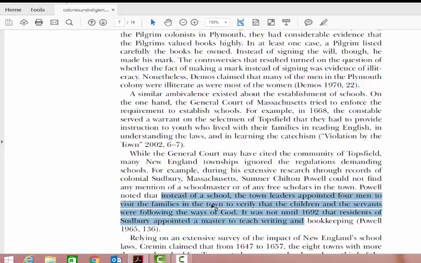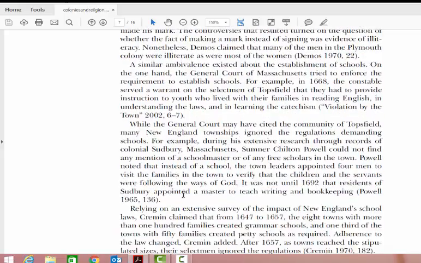It was not until 1692 that the residents of Sudbury appointed a master to teach writing and bookkeeping. So there was no uniform way to create schools. In our undergrad classes, we talk about Latin schools and grammar schools. But you see that because family was the key element, followed by church loosely, and then the institution of schools, schools really take a long time to get developed.